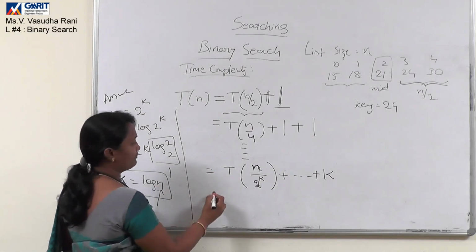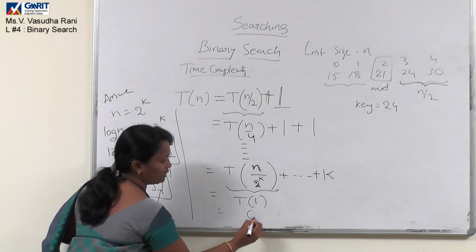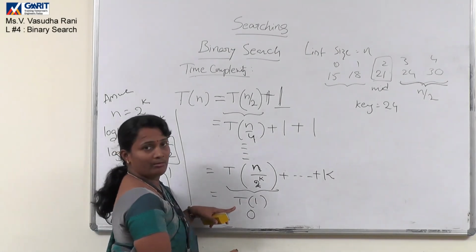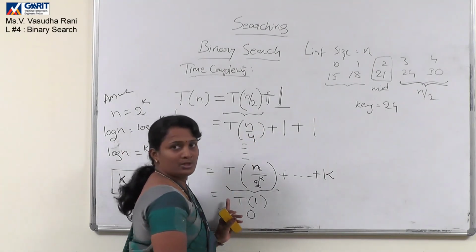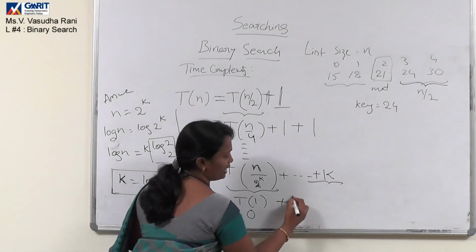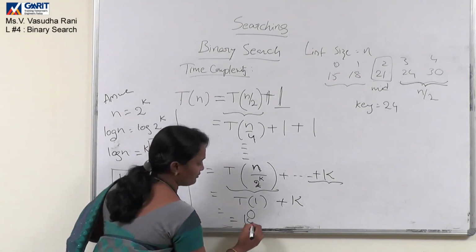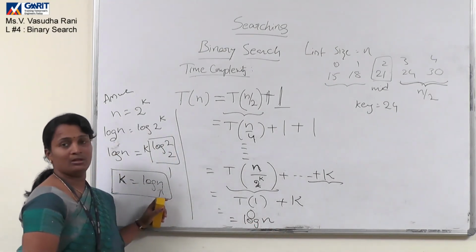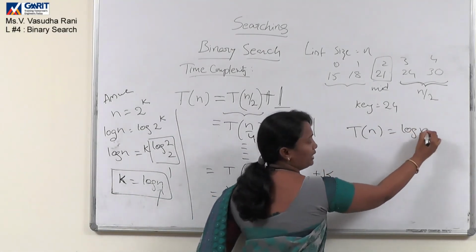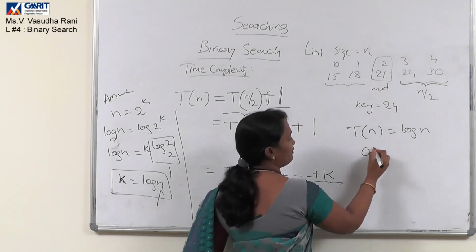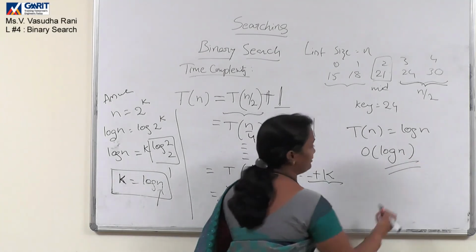If you substitute this in the expression, this will be T of 1, which is equal to 0, because when there is only one element in the list, it takes 0 search time, and the remaining part is k, and we have got k as log n. So this expression finally gives us log n. So we have got T of n equal to log n, and we can write the order of time complexity as order of log n. This is the time complexity for binary search.